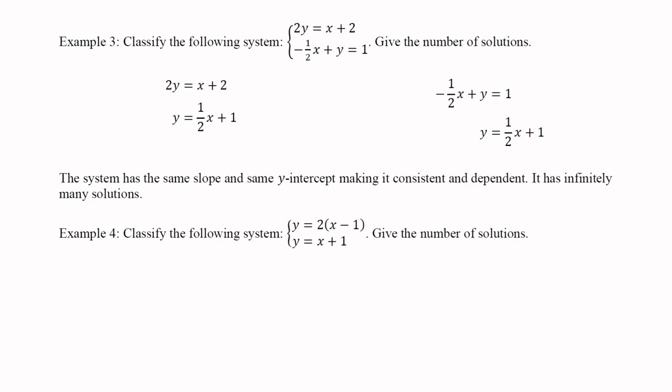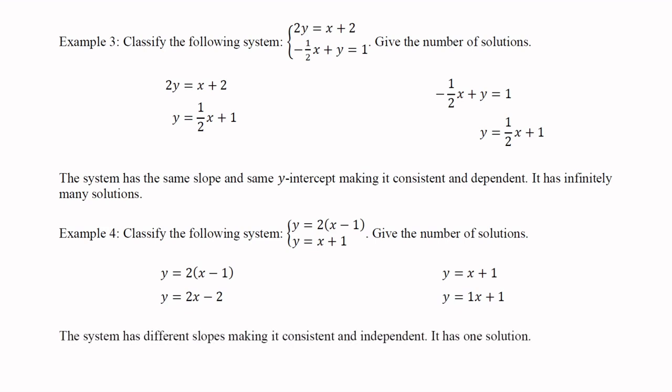In example 4, classify the following system, and we're going to give the number of solutions. Again, we are going to put this in slope-intercept form. In the first equation, we distribute the 2, and we get 2x minus 2. The second one is already in slope-intercept form, but just to make the point, when x is by itself, our slope is 1. So we have a different slope and a different y-intercept. So we have two independent lines. So we have a solution. It's consistent. The lines are independent of one another, and it has one solution because those two lines will cross at one point.